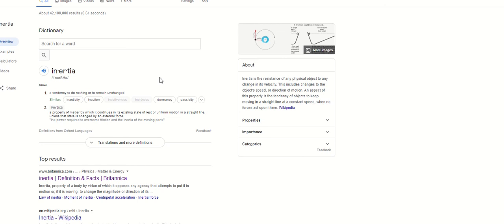So sabi nga dito, basahin natin, inertia is the resistance of any physical object to have a change in its velocity. So this includes changes to the object speed, direction, and even motion. So alam nga natin sa mga objects, kadalasan alam niyo na as linear inertia. Halimbawa may kotse, naka-rest siya. So meron din siyang inertia to resist motion, and kapag yung kotse rin na gumagalaw, umaandar, meron din siyang inertia na hindi basta makakapigil sa kanya to stop yung motion na ginagawa niya.